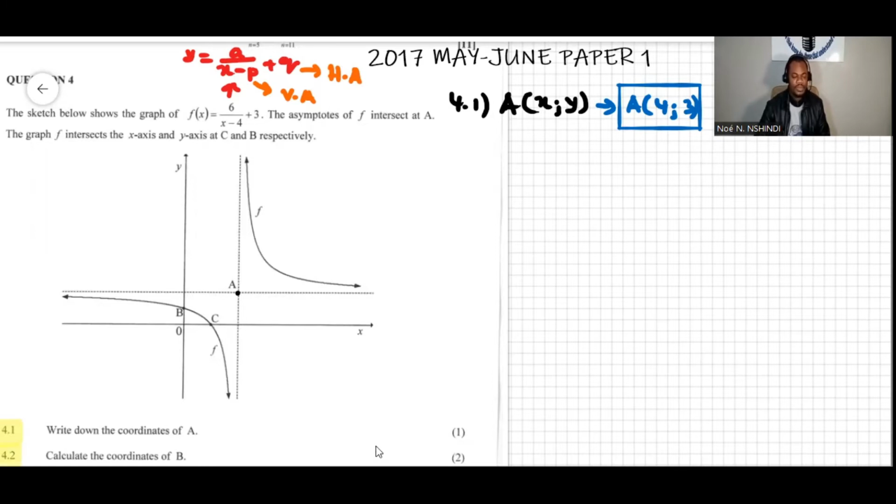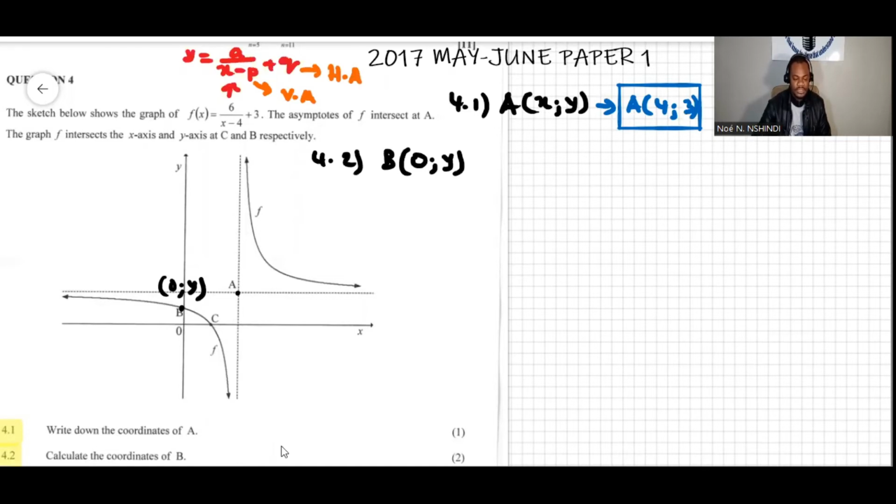Question 4.2, the question says calculate the coordinate of B. Okay, let's see. B is this point here that lies on the graph and also intersects the y-axis. By that, we understand that the x-coordinate is 0, so it's the point (0, y). Now let me write here 4.2. We want the coordinate of B, which is (0, y).